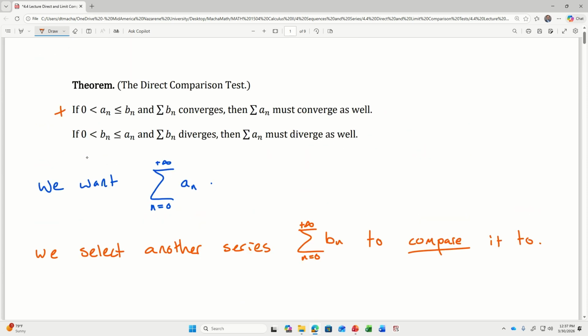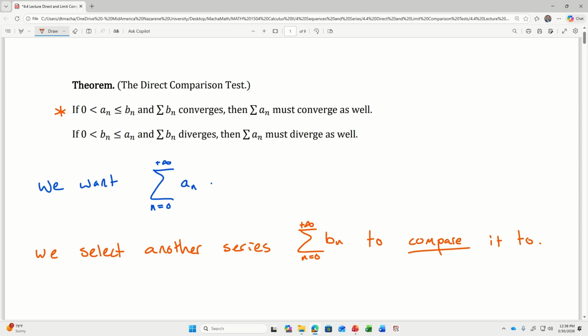This is the case we just found. All of the terms an were less than bn, and we found that bn converged. That means an must converge as well. Oh, so we have to prove that bn converges too. Yeah, you had to prove both of those two things. If we had found that bn was less than an and bn converges, that doesn't prove anything.